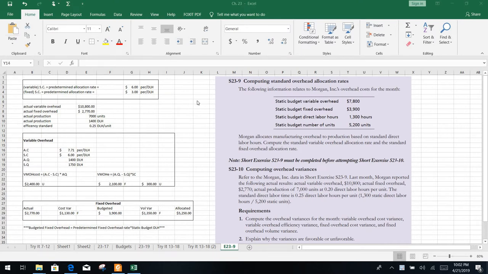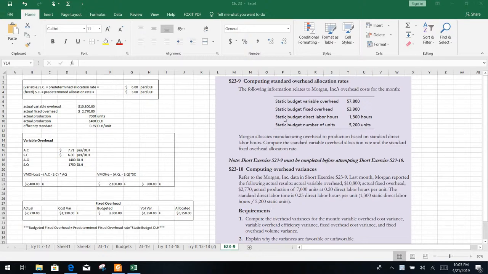Hey guys, I'm going to solve example 2329 and 2310 from the book. This is a very comprehensive review of the chapter. It has multiple elements. It's a pretty difficult problem.